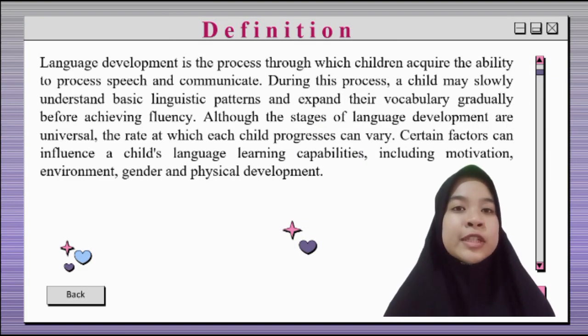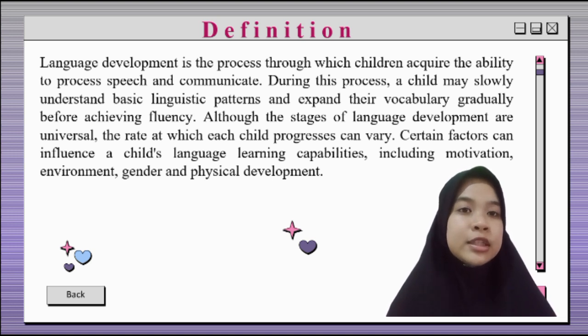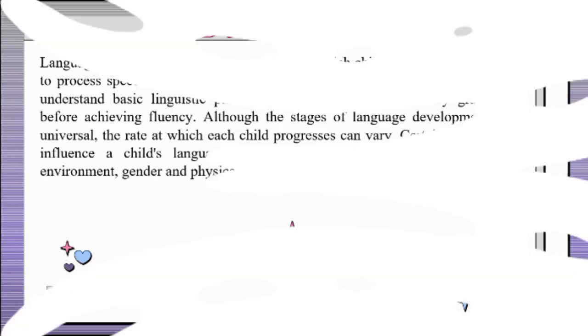Okay, we begin with the first point. Definition of language development. Language development is the process through which children acquire the ability to process speech and communicate. During this process, a child may slowly understand basic linguistic patterns and expand their vocabulary gradually before achieving fluency. Although the stages of language development are universal, the rate at which each child progresses can vary. Several factors can influence a child's language learning capabilities, including motivation, environment, gender, and physical development.